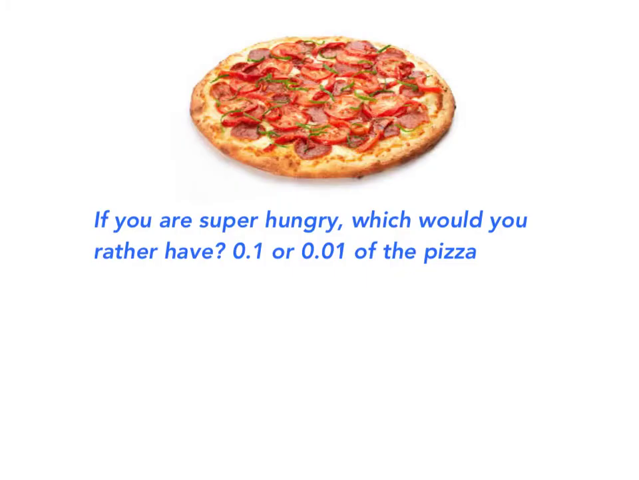Now before we begin looking at decimals, let me ask you this question. If you are super hungry, hungry to the max, which would you rather have? 0.1 of the pizza or 0.01 of the pizza? Now let me just put things in perspective for you. 0.1 is actually 1 out of 10. 0.01 is 1 over 100. So would you rather have 1 slice out of 10 slices, or would you rather have one itty bitsy little slice out of 100 slices?